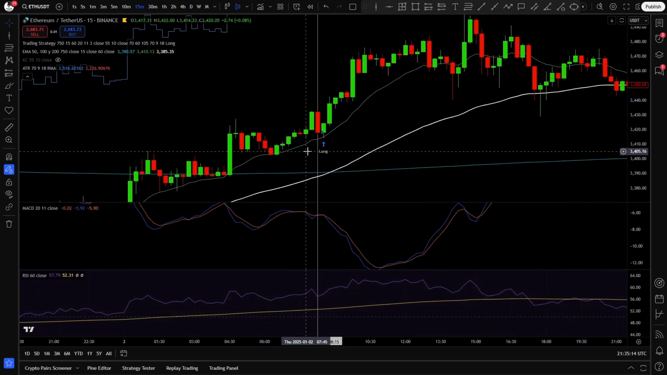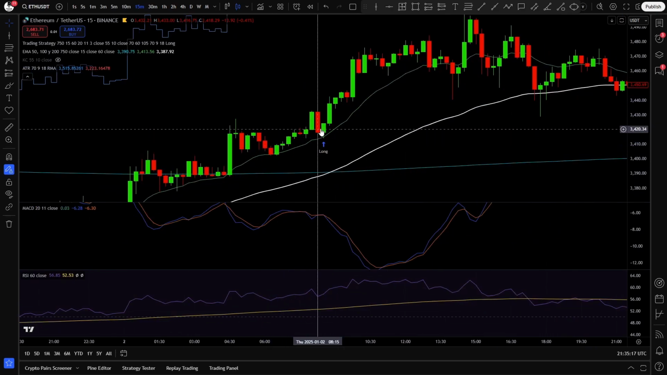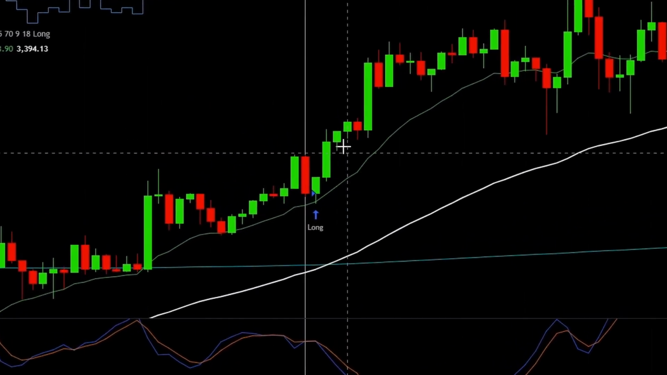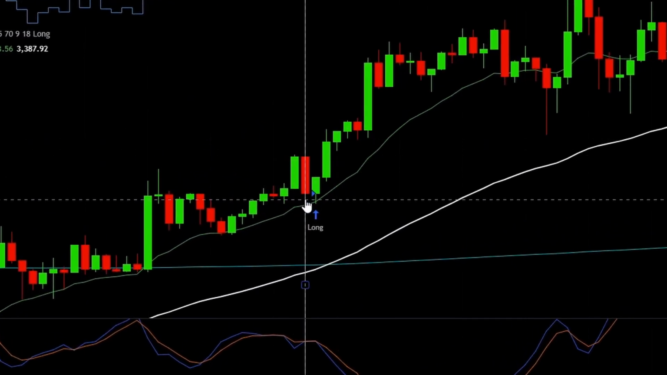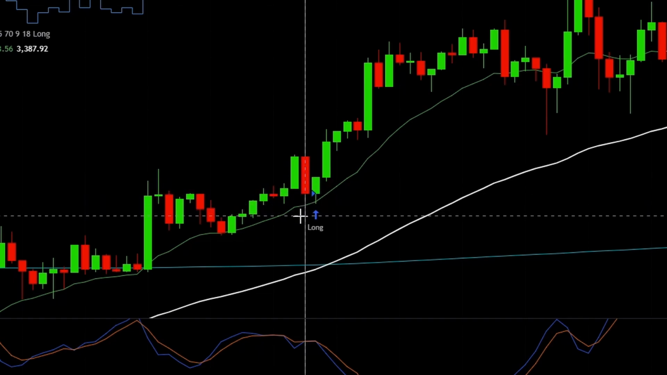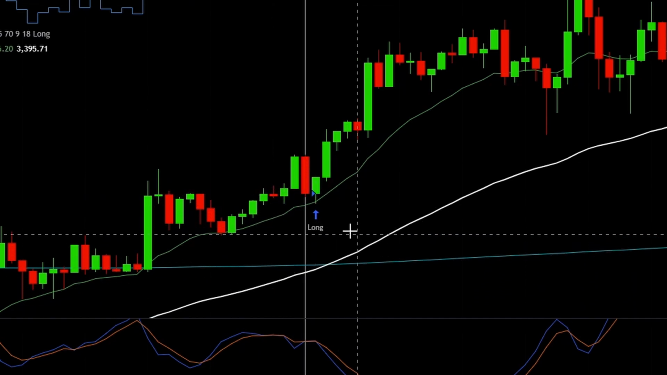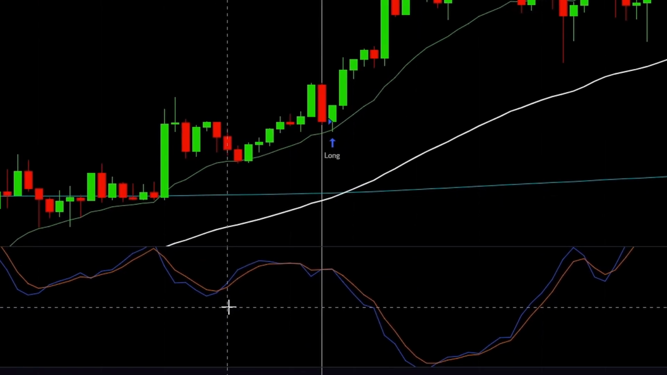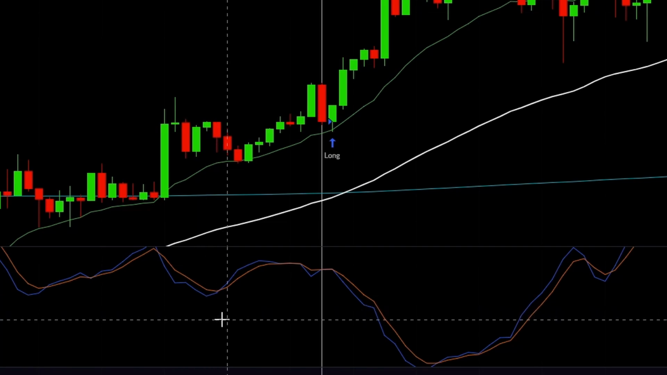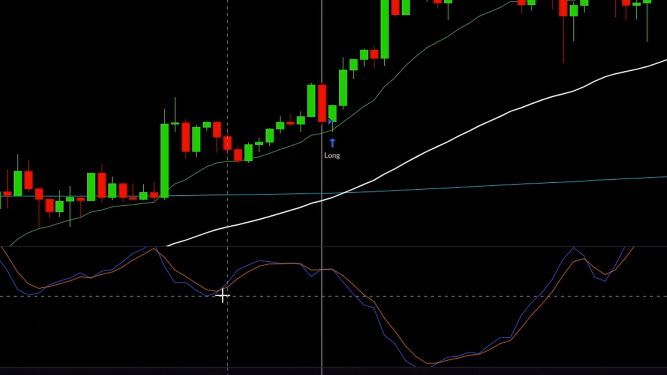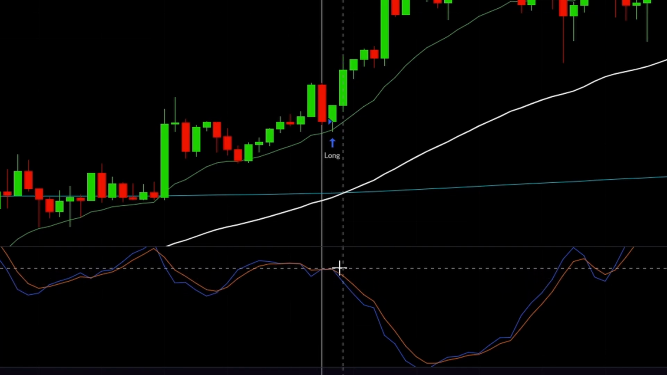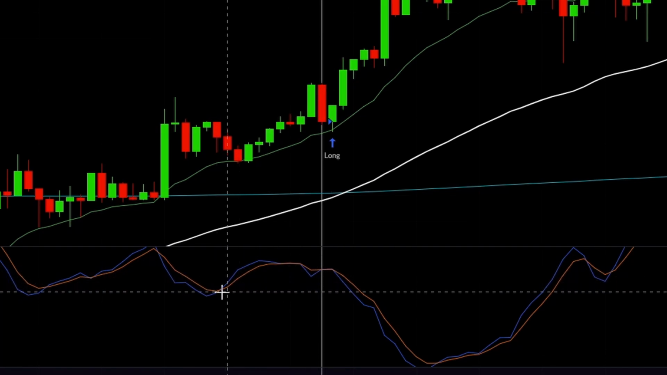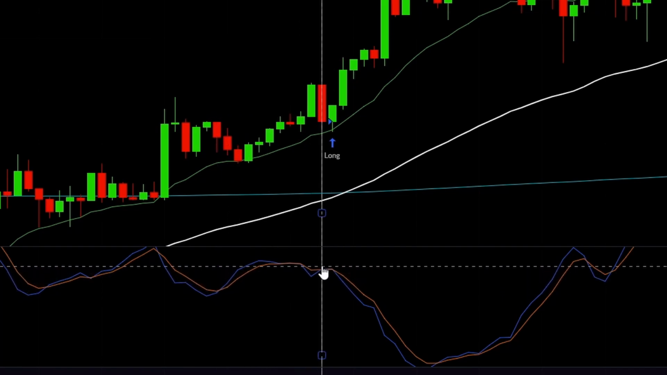For a long entry, first the candle needs to close above all of the 3 EMAs, which are these lines here. Here we have a long entry signal. For a long entry, the signal candle needs to close above all the 3 EMAs that are displayed here. Then, this is the most important part, on the MACD we need to see 2 cross-ups. The first cross-up should occur at a lower level than the second cross-up. So we have one cross-up here and the second cross-up here.